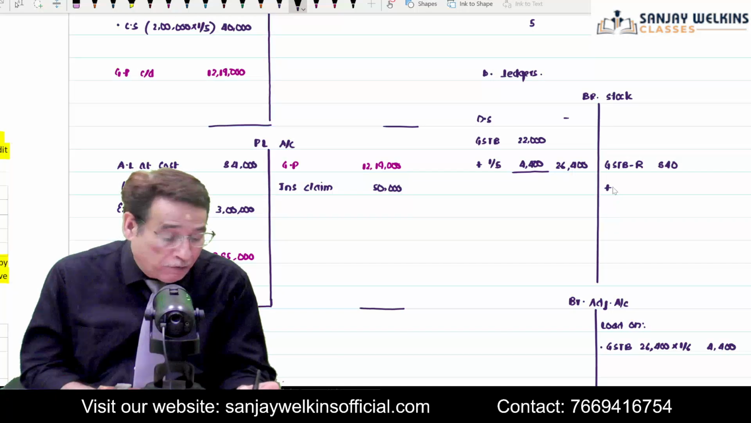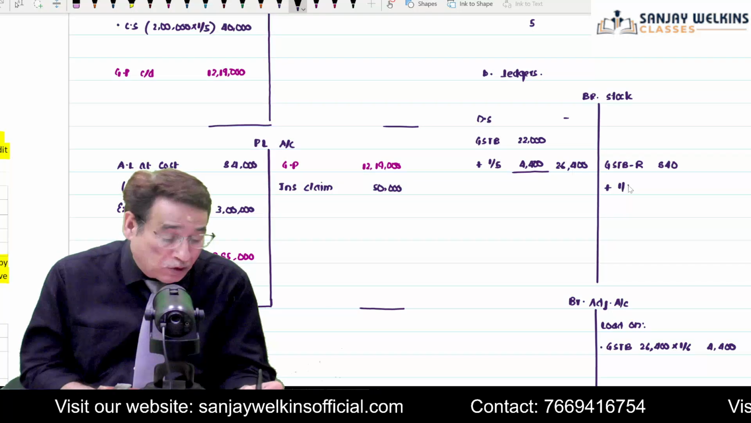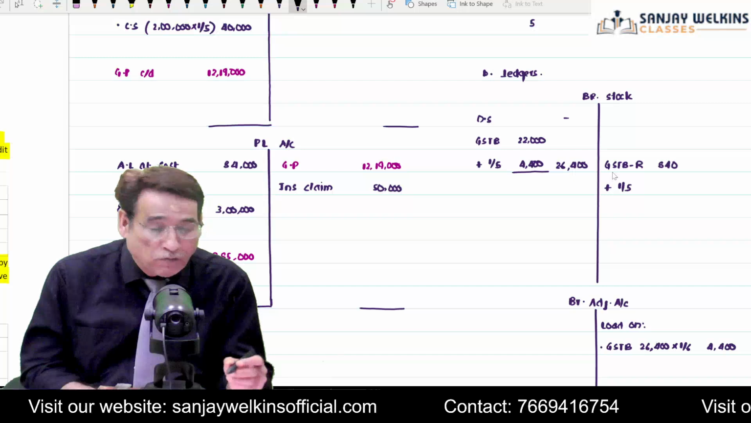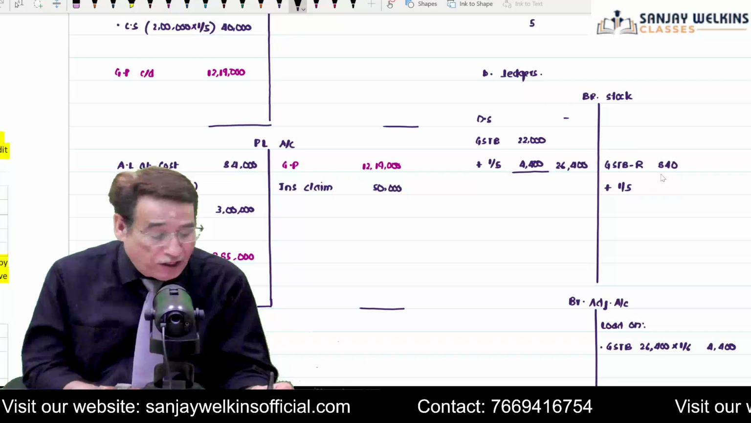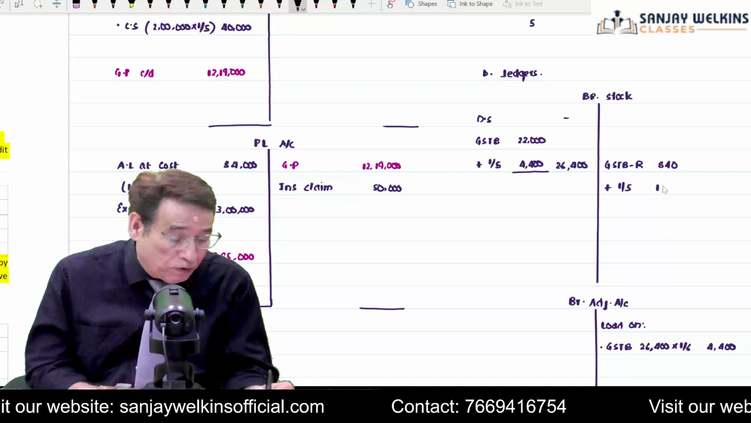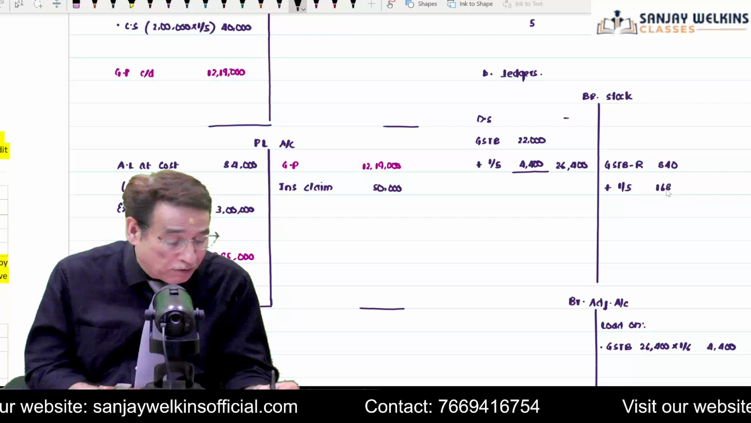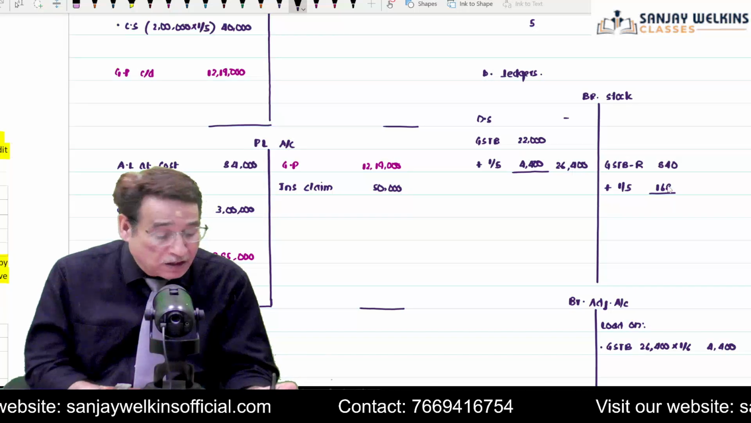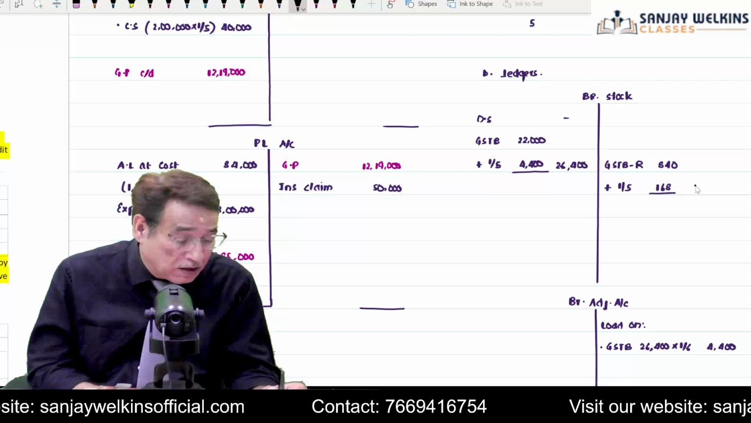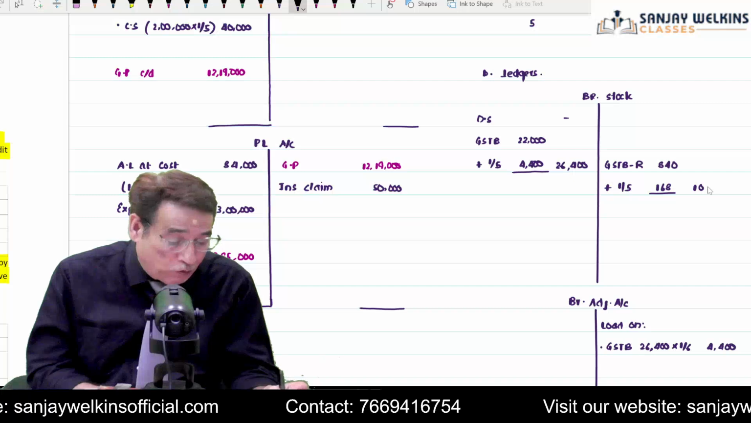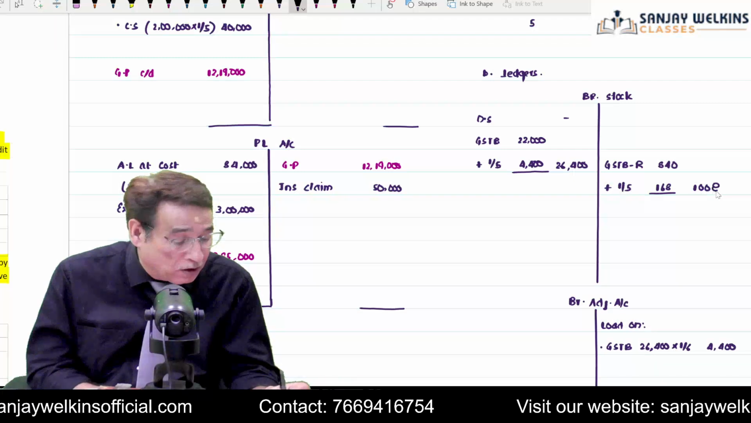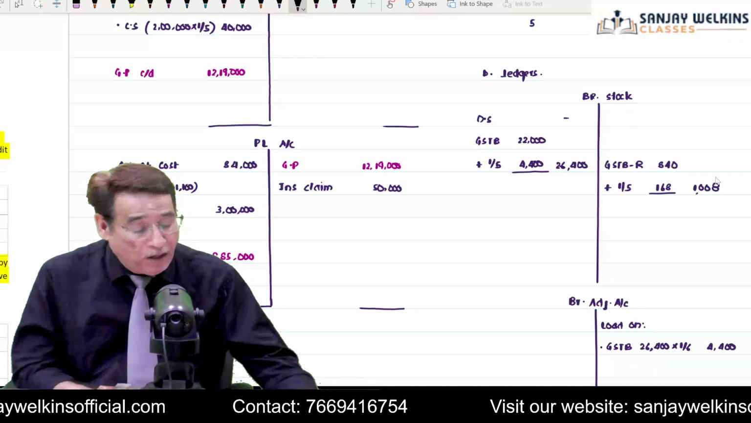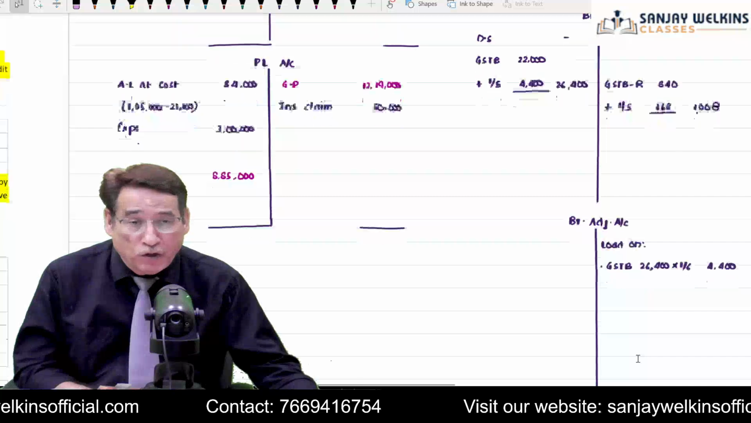In order to convert it into invoice price, I need to apply the rate of loading on cost, which we have already computed, 1 by 5. Now, if I compute 1 by 5 of 840, it will be equal to 168. So 168 plus 840 will be equal to 1008. So we may say that the invoice price of goods returned is 1008.